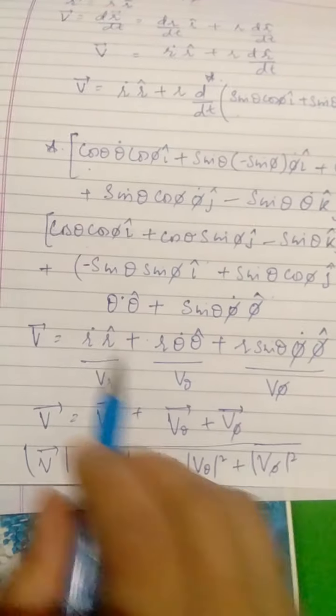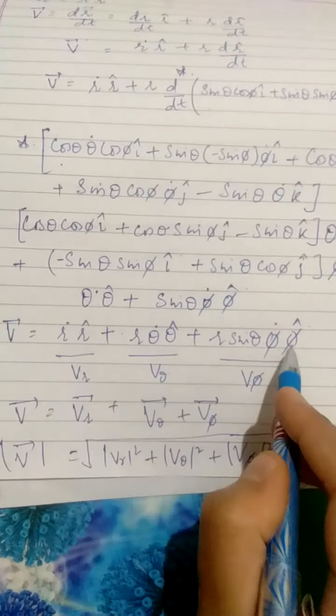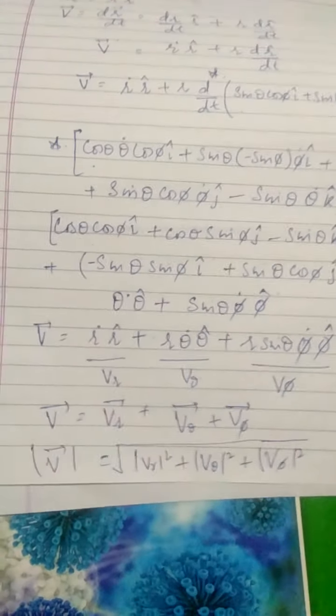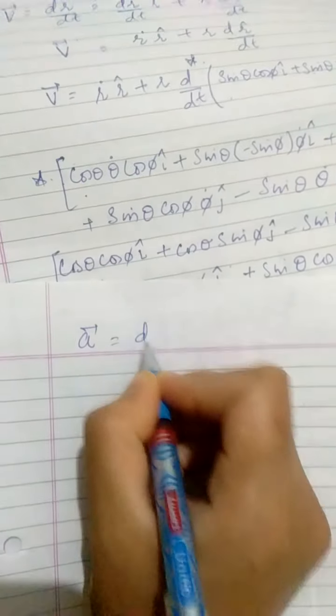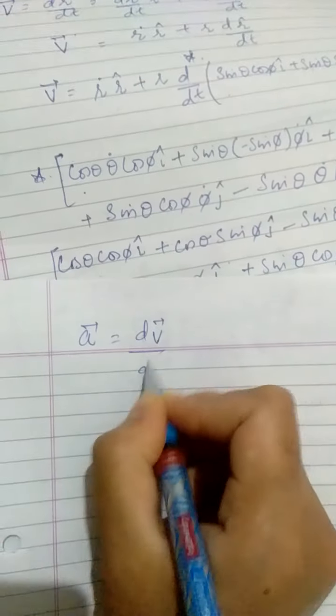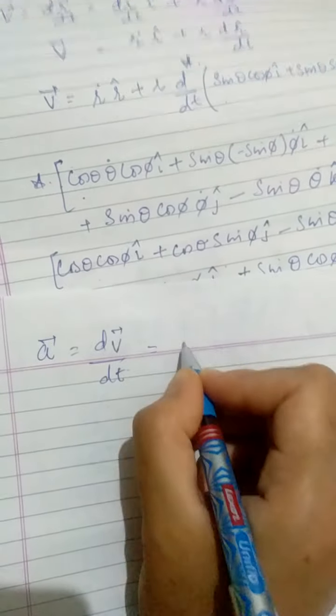So now starting from this expression, you can also find the value of acceleration, and from here we'll move to the next page. So obviously acceleration will be dv by dt. So that is d by dt of this much.